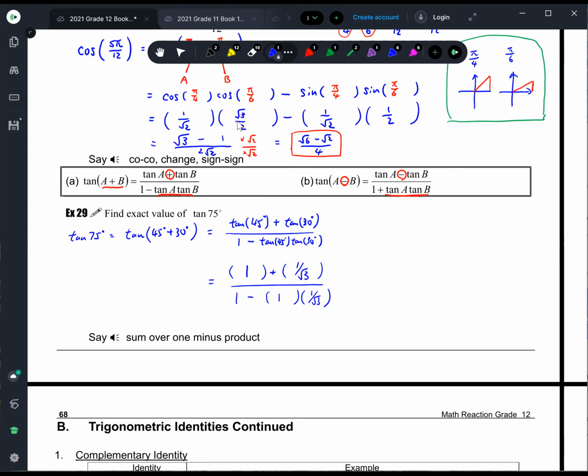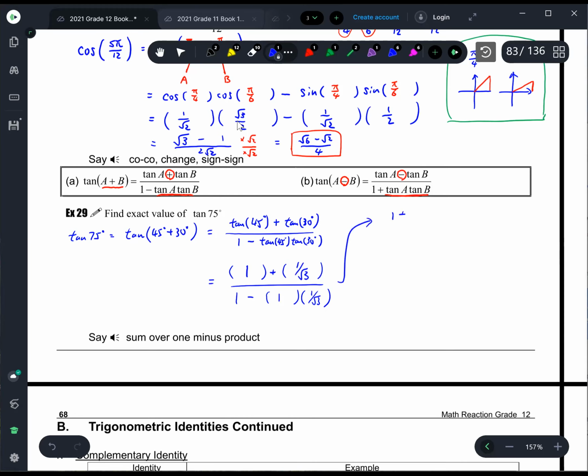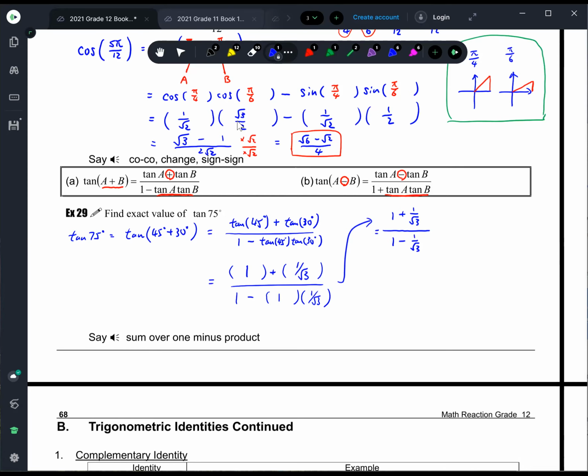So this time is a little bit more difficult because you have a fraction in the denominator. How are we going to simplify if we get something like this on the homework? Let's simplify a little bit first. 1 plus 1/√3, let's get rid of the brackets. And then 1 minus 1 times 1/√3 is just 1/√3. This is what we get so far. You cannot leave the answer like this. If it's a multiple choice, they would never give you an answer like this. So you need to simplify this.